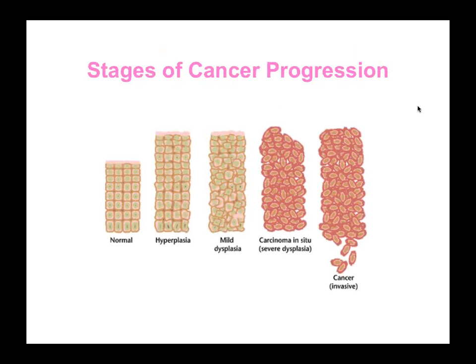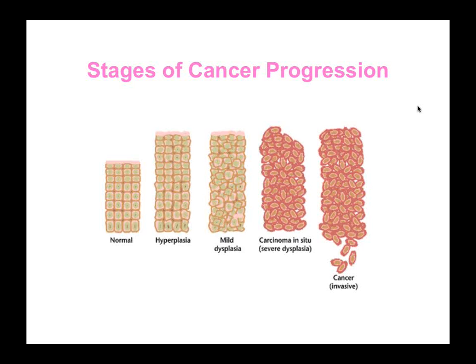If you look at a normal tissue, a tissue is basically comprised of cells and the connective tissue that holds those cells together. On the left you can see the normal situation. All of the cells are very uniform in size and shape. Over time, as these genetic changes, mutations accumulate in the cells, you can start to see changes occur.